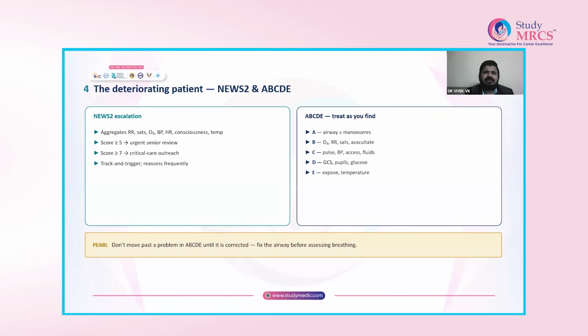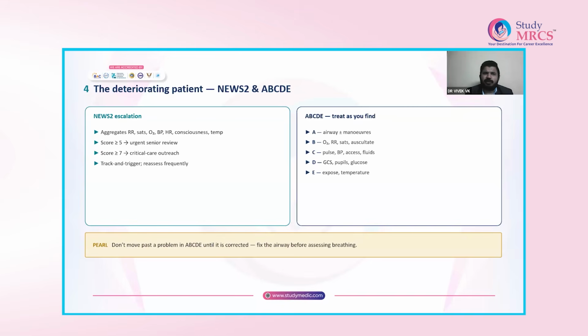So the ABCDE approach I have already described. A means airway, B means breathing, C means circulation, D means disability, E means exposure. In A, you are checking whether the airway is patent. You can talk to the patient if the patient is conscious. If the patient is talking properly, that means the airway is patent. So you can consider some maneuver, that is jaw thrust or chin lift maneuver, if the patient's airway is not properly secured.